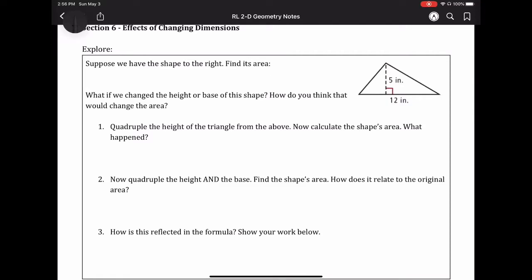The area of the triangle is equal to 1/2 times the base, which is labeled as 12, times the height, which is labeled as 5. So I have 1/2 times 12 times 5. Well, I know half of 12 is 6, and 6 times 5 is 30. So that means that the area of my shape is equal to 30. Looking at my units, I have inches, so I have 30 inches squared.